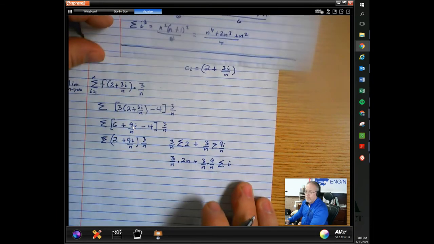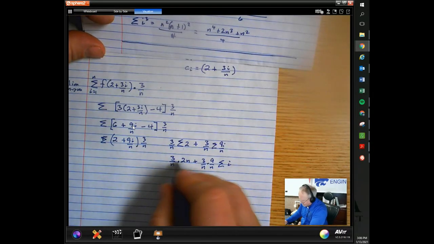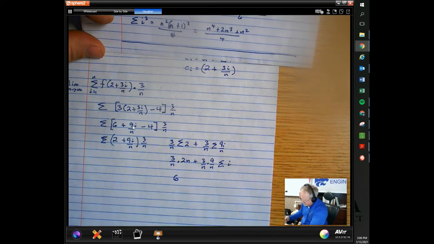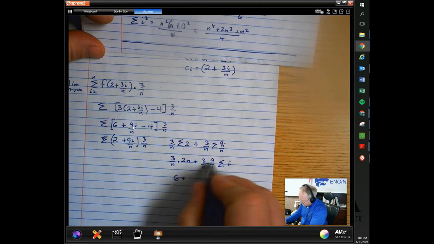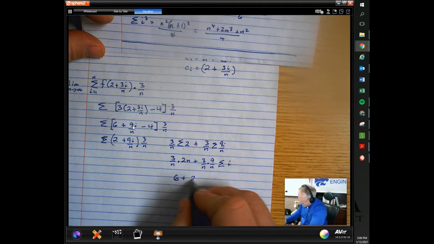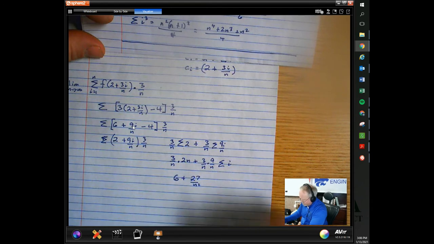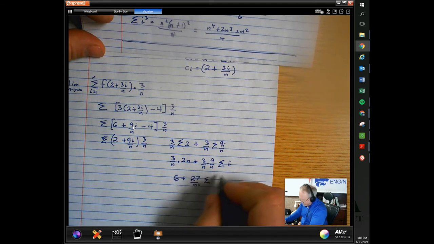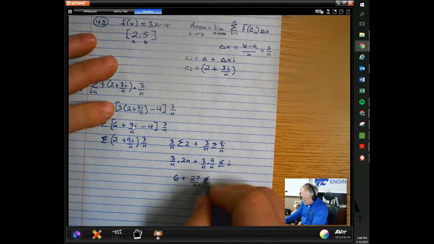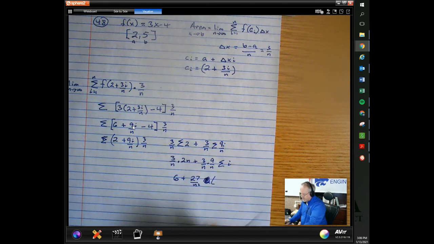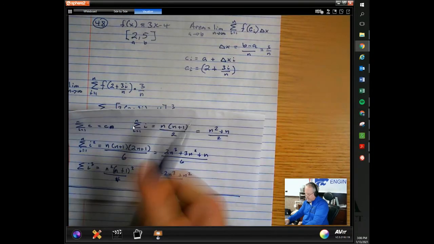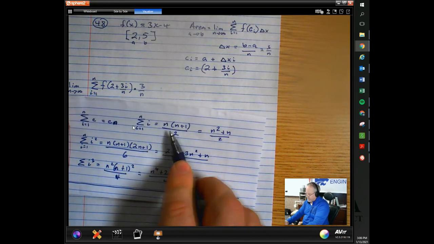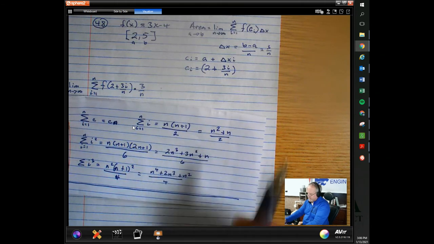Okay, so I'm going to rewrite one more time. On this one, the n's will cancel, so I just get 6. And then I have plus, over here, 27 over n squared. And then I have my summation. And then I want to get rid of that summation, so I'm going to just put parentheses here. And what do I get for the summation of i? The summation of i, as I go through this, is going to be n times n plus 1 over 2.